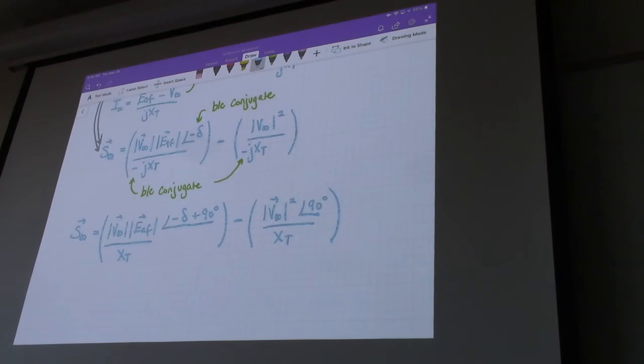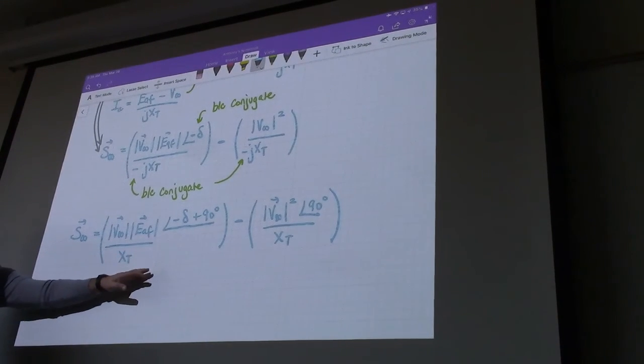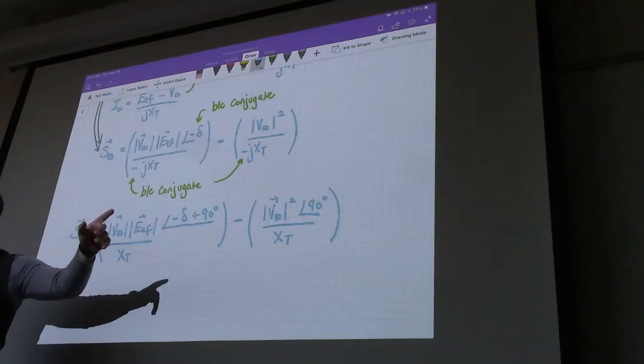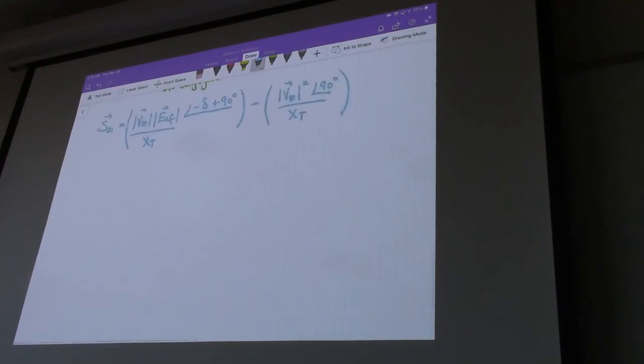Okay, so this expression here represents the power supplied by the generator to the infinite bus using the assumptions we had above. Okay, so now what do we want to do with this? Okay, let's start off by looking at the real portion, and then we'll look at the imaginary portion, the reactive portion.